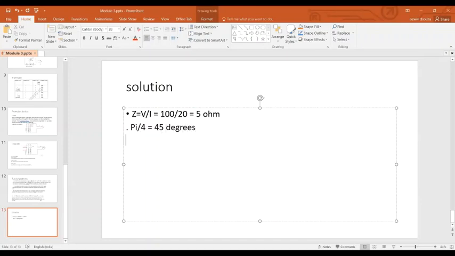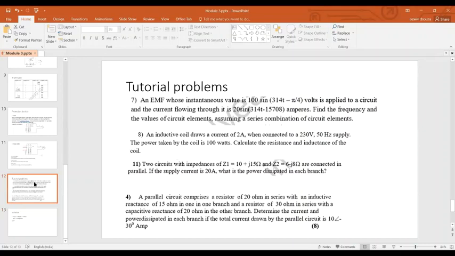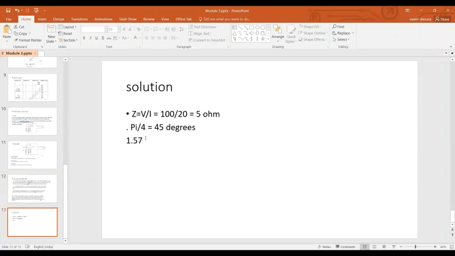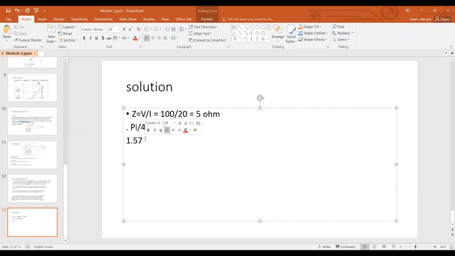right? Similarly, 1.5708 corresponds to 90 degrees, right? And now you can draw the vector diagram to find out the angle between voltage and current, right? So by finding out the angle between voltage and current, you will get the phase angle.